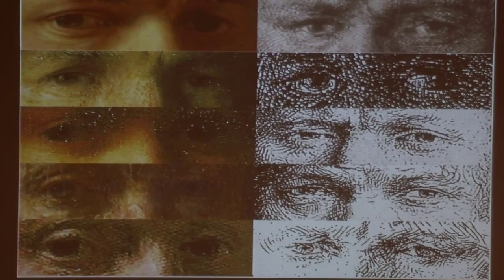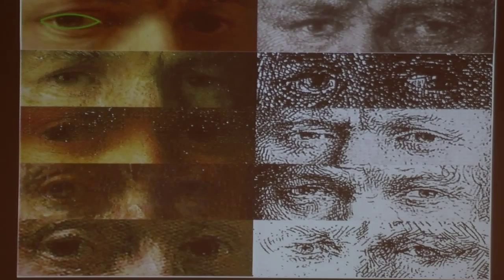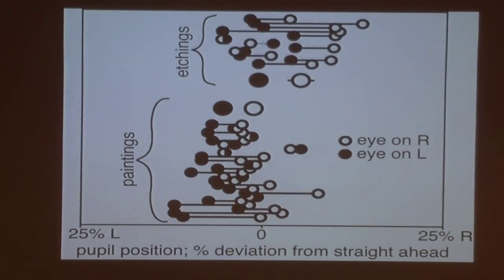The way you make an etching is to scratch something on a plate and flip it over. So it wasn't a trope. Rembrandt was not trying to achieve a particular image where he's looking off into the something or another. Instead, he was probably drawing exactly what he saw when he looked in a mirror. So we took Photoshop and we outlined where the eye was and where the iris was and all the eyes, and we made a graph.